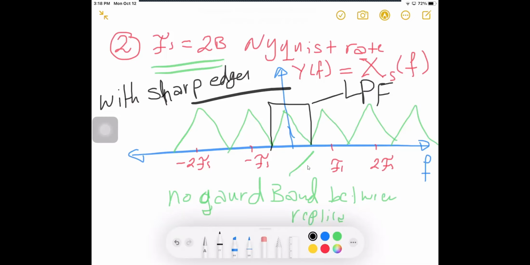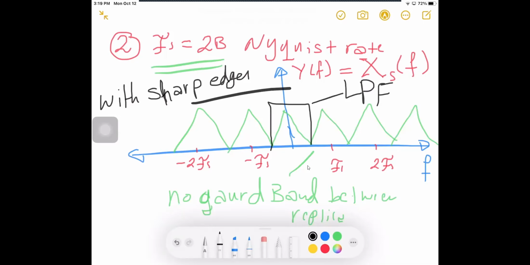Well, now we have discussed the second case. The second case is what? Second case when fs, or the sampling frequency, equals 2b. This case is called what? It is called Nyquist rate. Okay, here we have a case called Nyquist rate.